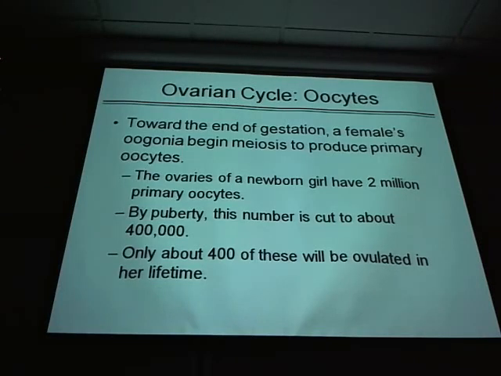Ovarian cycle. Toward the end of gestation of a female, oogonia begin meiosis and produce primary oocytes. Ovaries of a newborn girl have about 2 million. By puberty, they're down to about 400,000. And about 400 of these will be ovulated. So, one a month from 13 to 50, something like that. That's a lot.